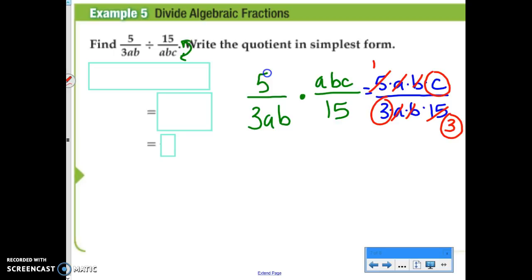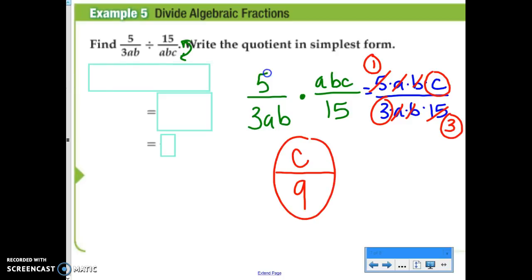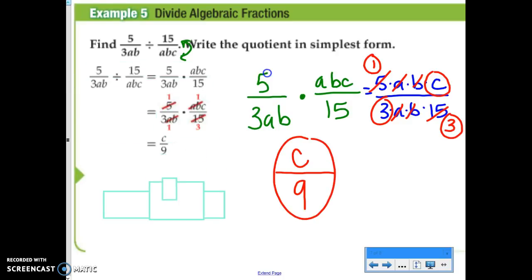So if I multiply everything, and actually technically a 1, I multiply everything on top. 1 times C just gives me a C, all over 3 times 3 gives me a 9. And C over 9 is the answer that we're looking for in the simplest form that it can be in.